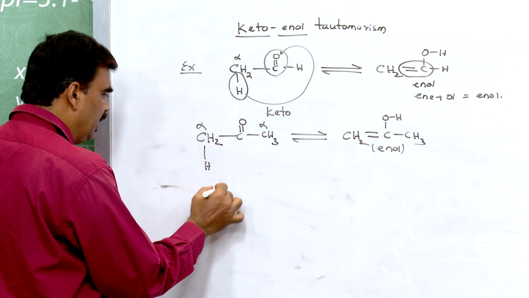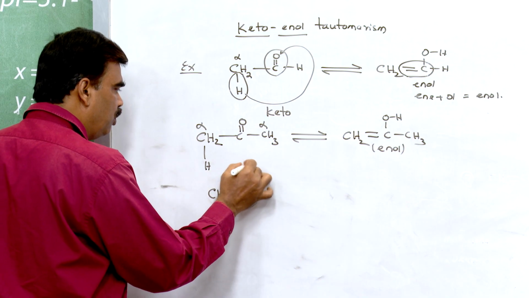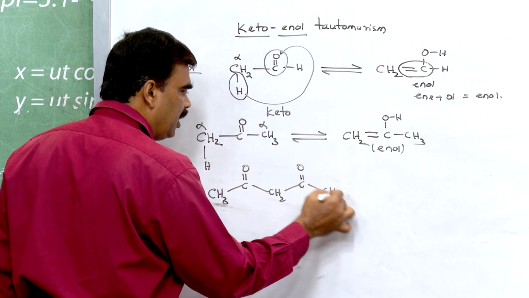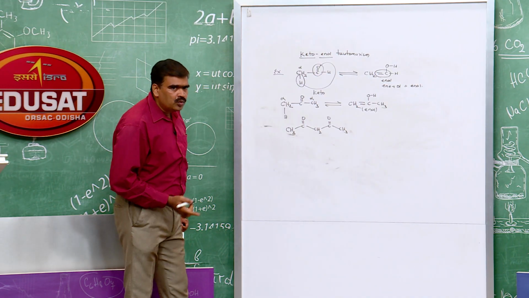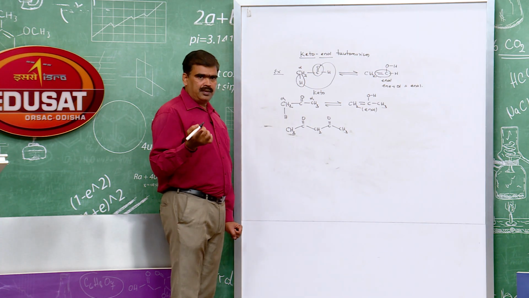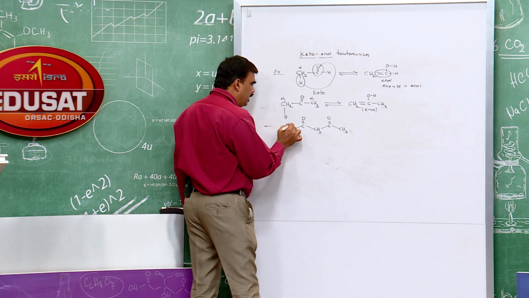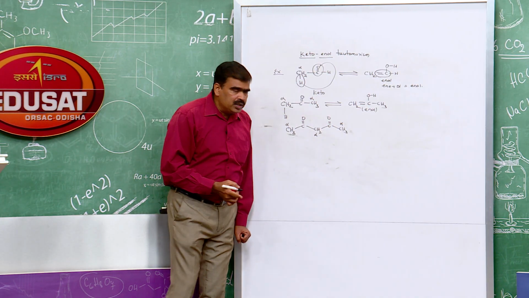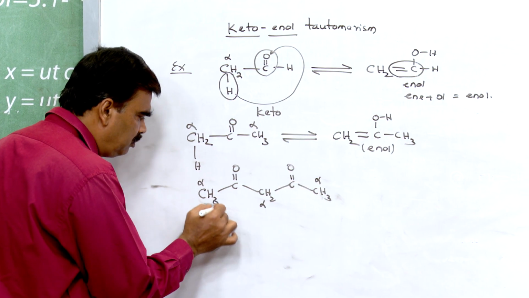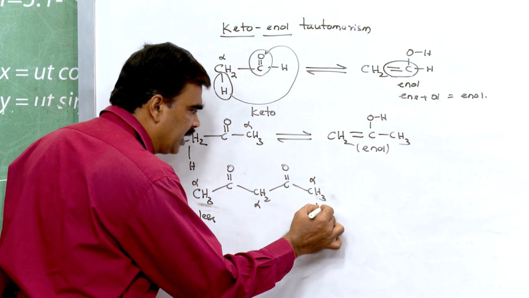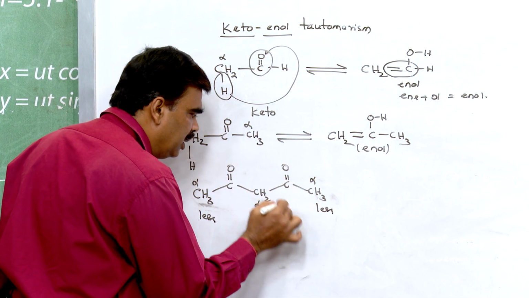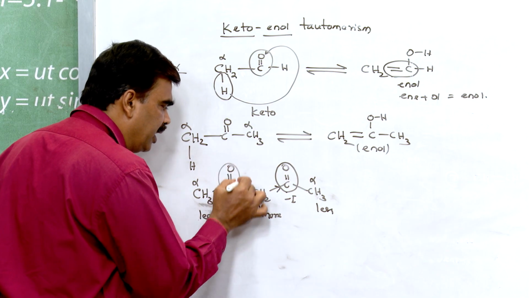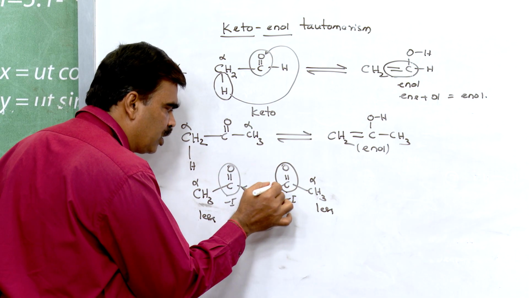Similarly, you can also have CO, CH2, CO, CH3. Now tell me, which alpha hydrogen will form the enolic structure? Here it is alpha, this is alpha, this is alpha. Remember, only the active hydrogen, because this CO group is less active, and this one is more active because it is bonded with two electron withdrawing groups, minus I groups. So they withdraw the electrons from this bond.